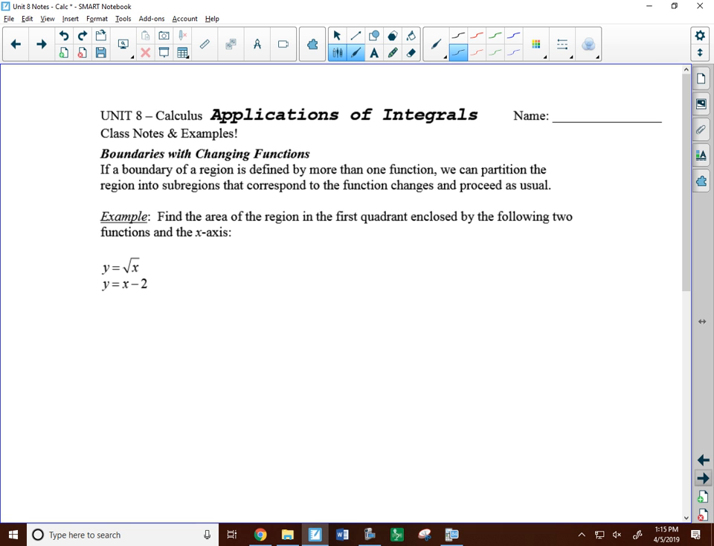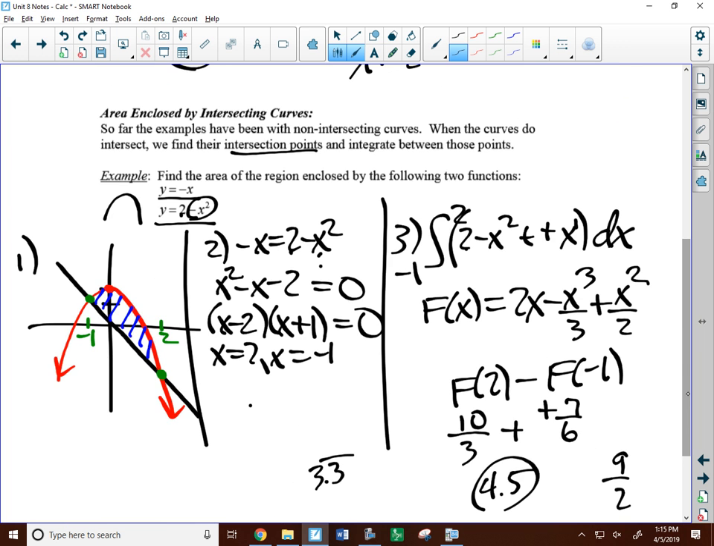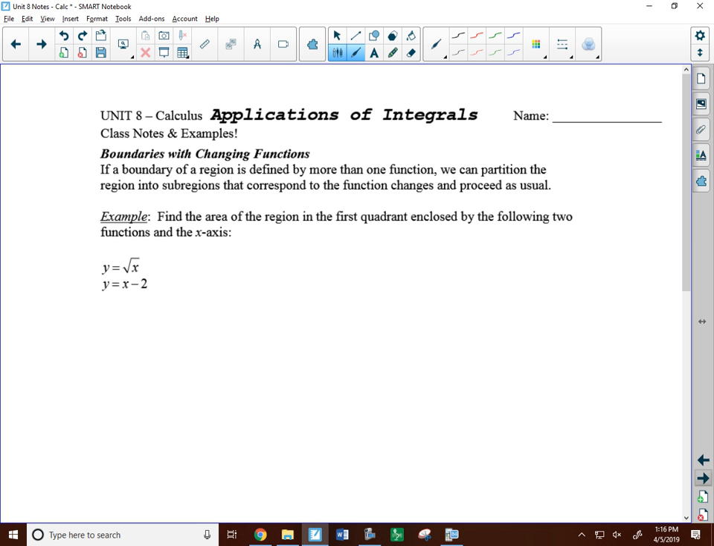The title there is boundaries with changing functions. Let me sum it up. So far, for this entire region and the previous one as well, for this interval, -1 to 2, the red function was on top the entire time, and the line, which was the black one, is on bottom the entire time. That's not going to happen in the future ones. The top and bottom will change, or they could be different functions, and so that would mean different boundaries for these.